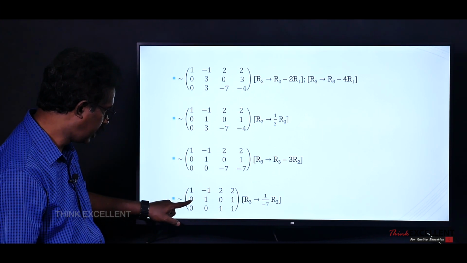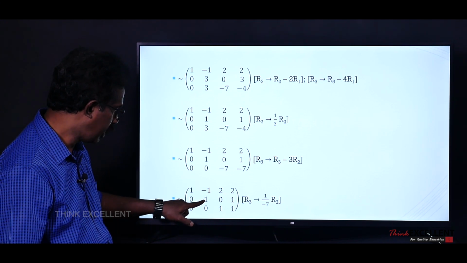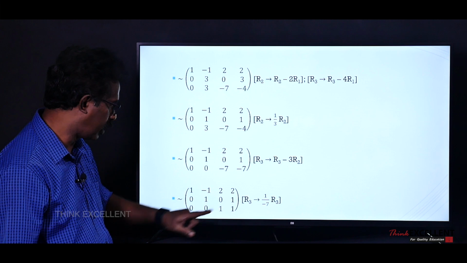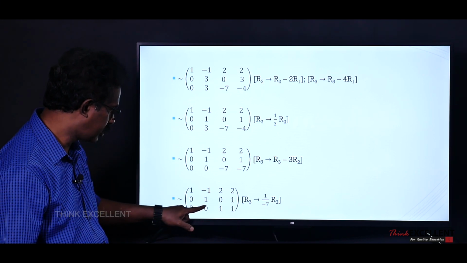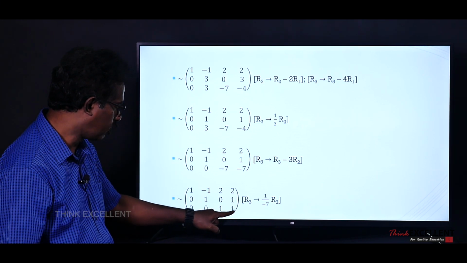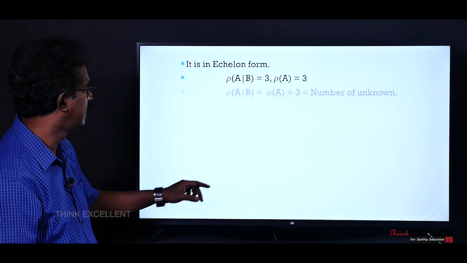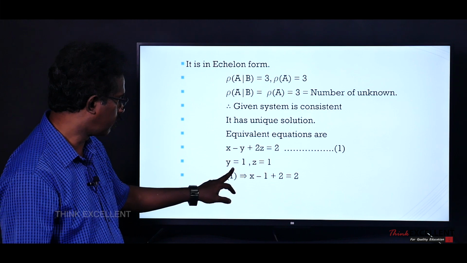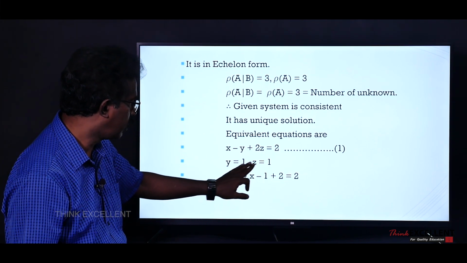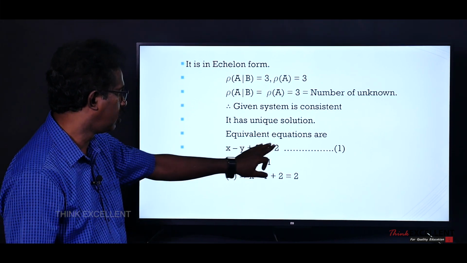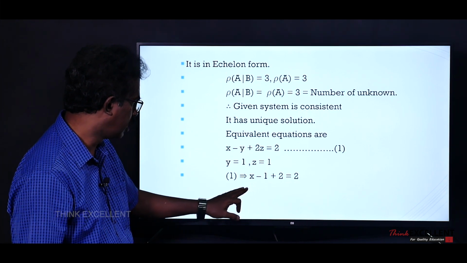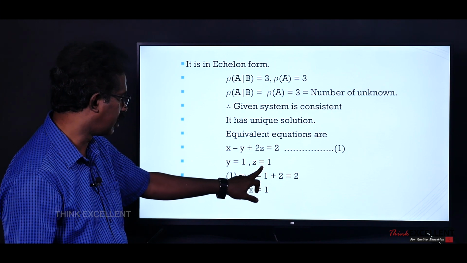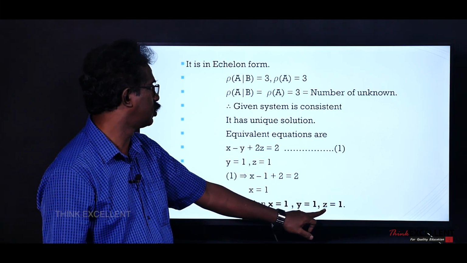Second equation, 0x, leave it, y plus 0z equal to 1. So directly you are getting y equal to 1. Third one, 0x, 0y, 1z equal to 1. So z equal to 1. These are the 3 equations you are getting. Substitute y equal to 1 and z equal to 1, you will get x value also. So x is 1, y is 1, z is also 1, and that is the solution.